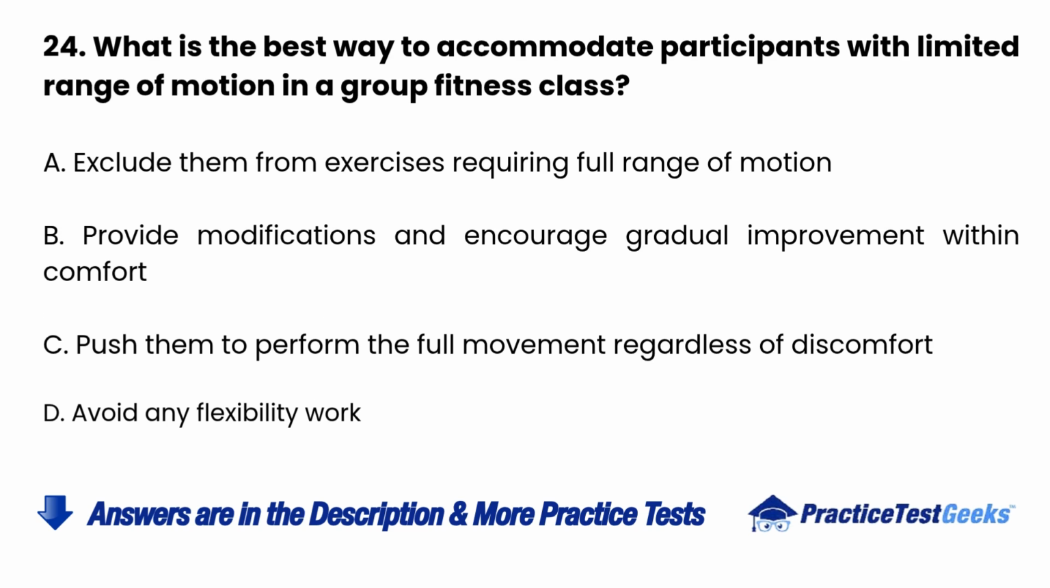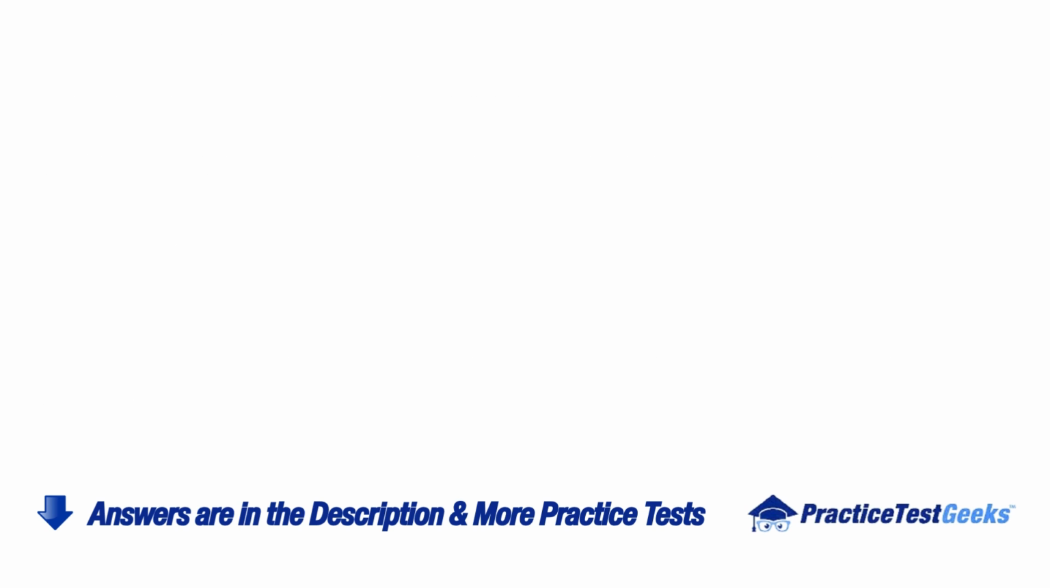What is the best way to accommodate participants with limited range of motion in a group fitness class? A. Exclude them from exercises requiring full range of motion. B. Provide modifications and encourage gradual improvement within comfort. C. Push them to perform the full movement regardless of discomfort. D. Avoid any flexibility work.